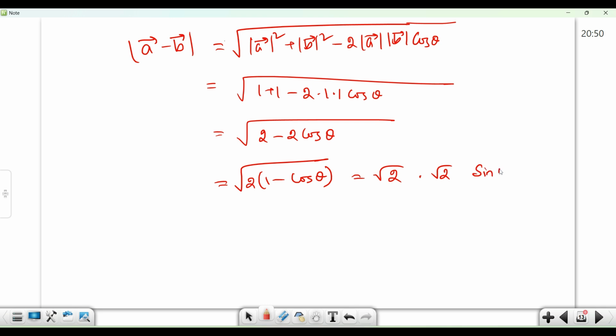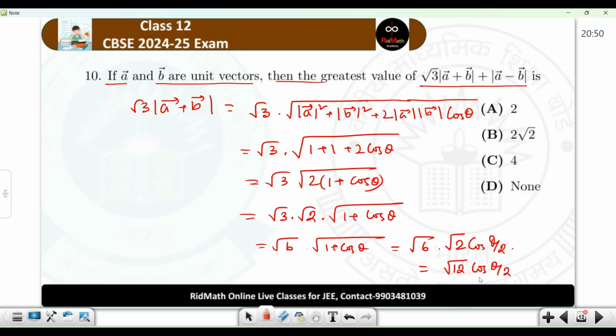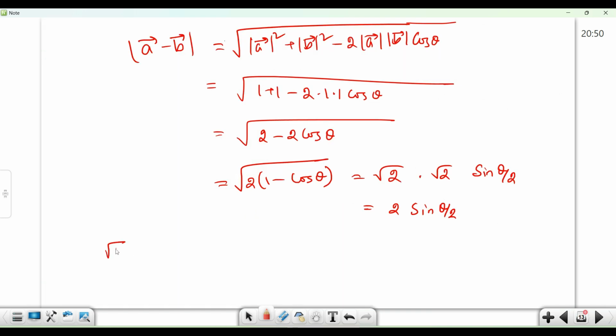Again, this is root 2 into root 2 sin theta by 2, that means 2 sin theta by 2. So here we have got root 12 cos theta by 2, and so root 3 mod a plus b vector plus mod a minus b vector is equal to root 12 cos theta by 2 plus 2 sin theta by 2.